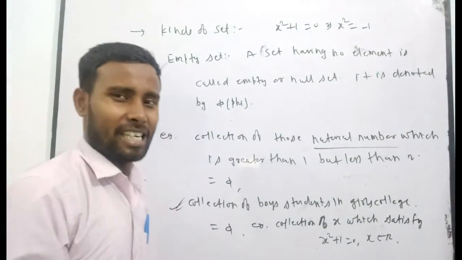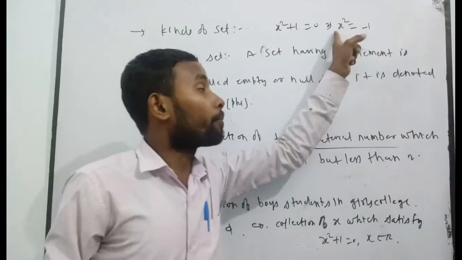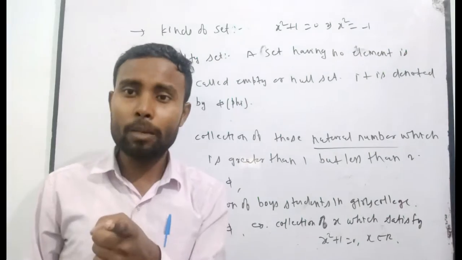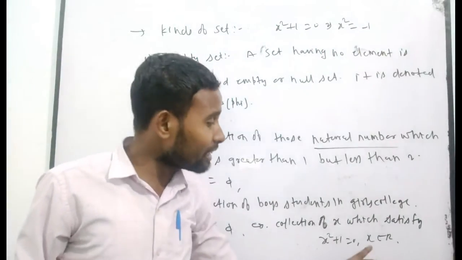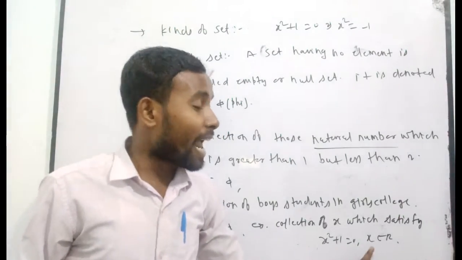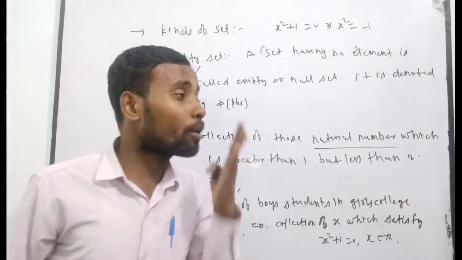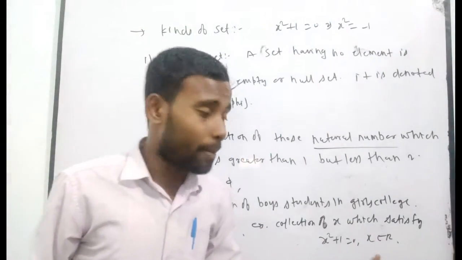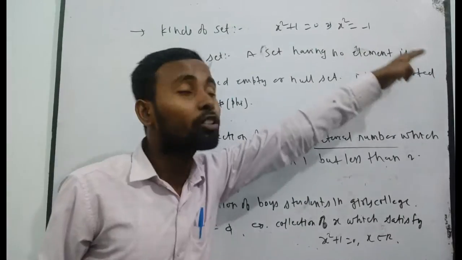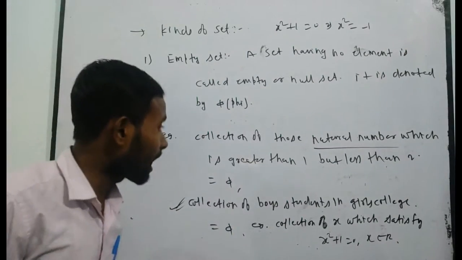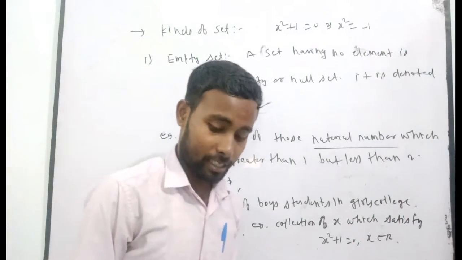There does not exist any real number whose square will be negative. Because I have already told you, real number means that whose square will always be positive. But here, x square is equal to negative, and I have already mentioned in this question that x belongs to real number. As you know, the definition of real number is that number whose square is positive. So there does not exist any real number for which x square is equal to minus 1. So it is an example of empty or null set. I think you understand it.